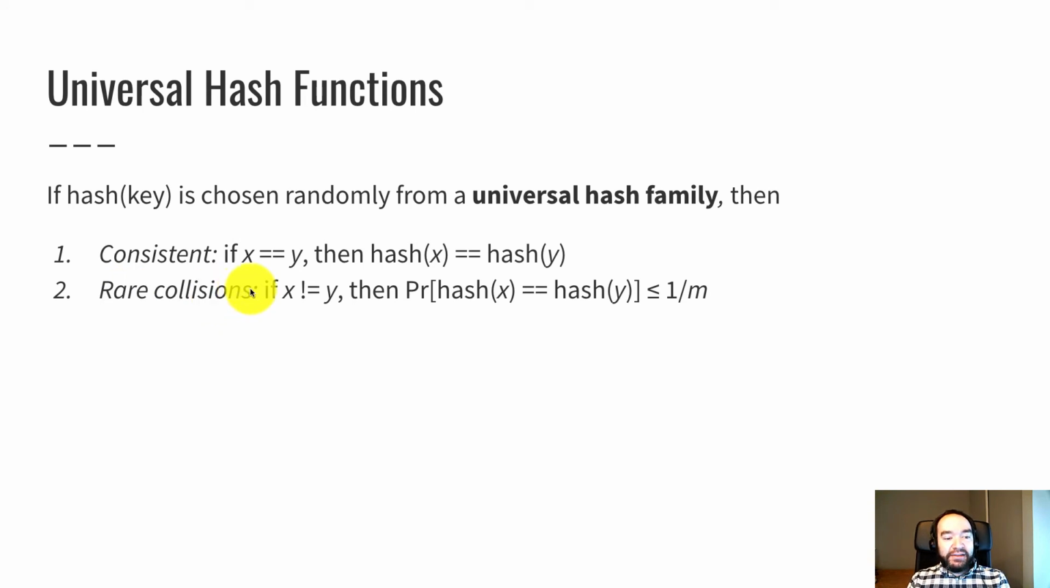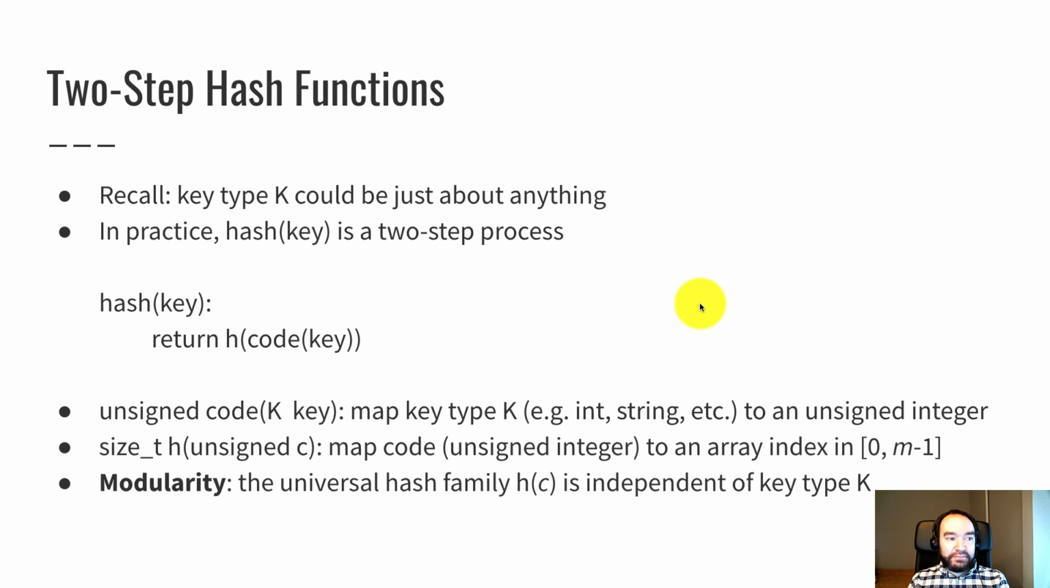So that says if x and y are different, two different keys, then the probability of the event that hash of x is equal to hash of y is very low. The probability is less than or equal to 1 over m, where m is the number of indices in the table. So if we had that 16 element table, then the probability of two keys colliding is about 1 out of 16, a very low probability.